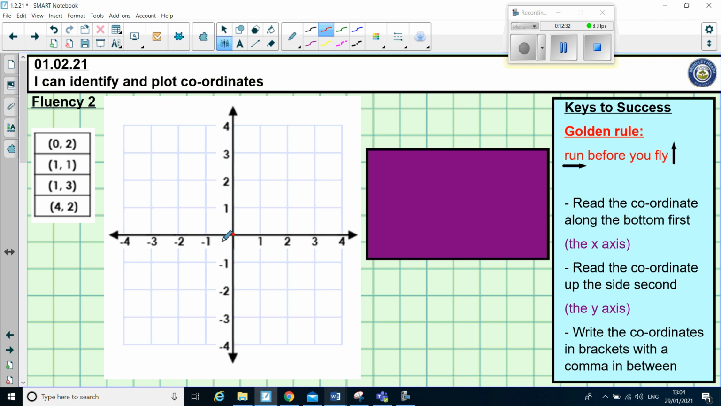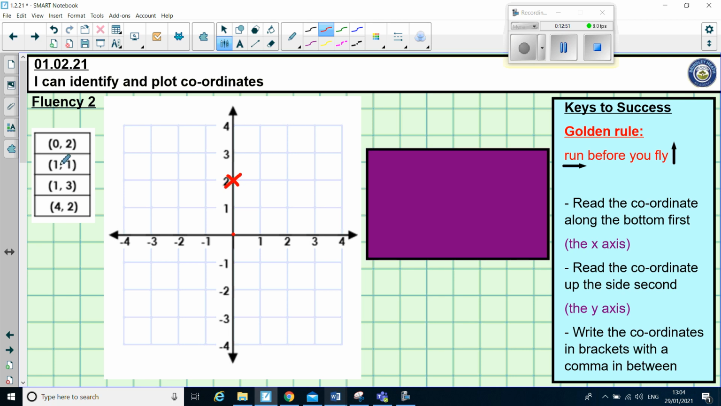Okay, so I've done my running part. Next I need to do my flying part, so I'm going up or down. Well, I need to go up to 2, so I'm on 0, 2. So that first coordinate must be there. 0 on my x-axis and 2 on my y-axis.